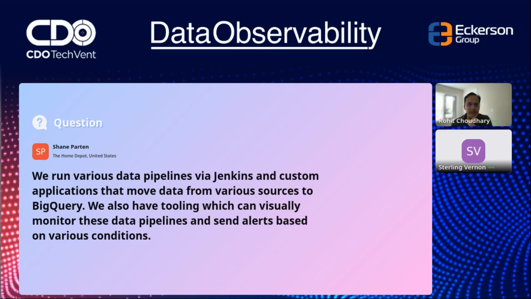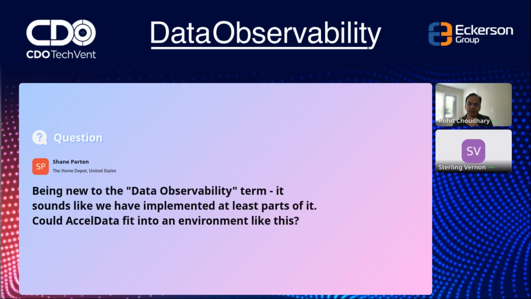We run various data pipelines via Jenkins and custom applications that move data from various sources to BigQuery. We have tooling which can visually monitor these pipelines and send alerts based on various conditions. Absolutely. Yes, you have implemented parts of data observability. What you're monitoring right now is essentially the migration of data. And that migration could mean that you're lifting and shifting data from on-premise transactional databases or other sources into BigQuery. So absolutely, you've implemented one layer of pipeline monitoring.